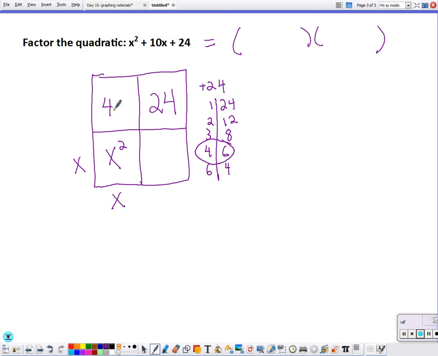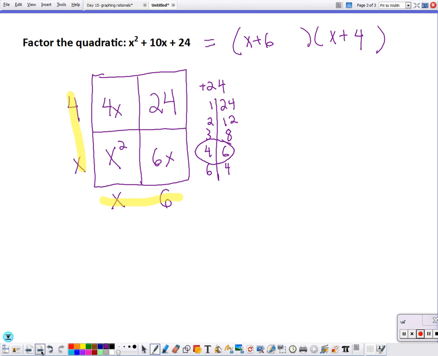So I'm going to put 4x, 6x. Now, x times what would give me 6x? 6. x times what would give me 4x? 4. And then to check, 4 times 6 is 24. So these two things represent my factors, x plus 6 and x plus 4. And that's my answer.